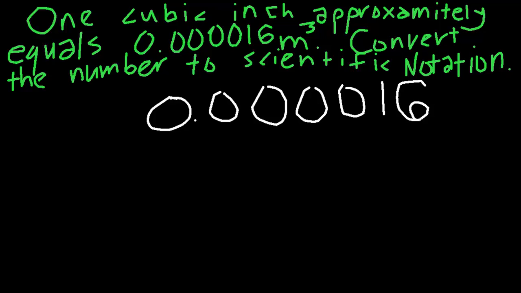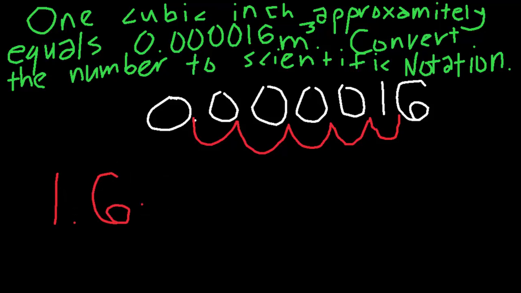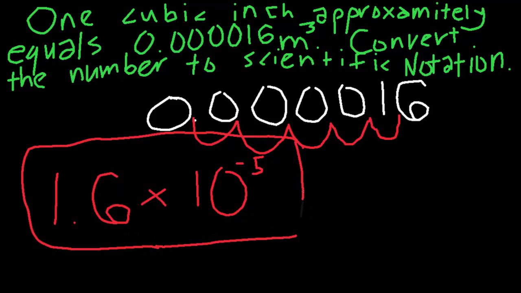So I'm going to go ahead and count how many spaces it takes to turn this number into something greater than or equal to 1 and less than 10. So 1, 2, 3, 4, 5. Okay, so with that, we get the number 1.6. And we're going to do what we do with scientific notation every time and do times 10. And the exponent is going to be how many spaces we moved. And since we're working with a small number and counting to the right side, we're going to use negative 5. Alright guys, and there you go. We've got our scientific notation. And the more and more we do this, the easier it'll get.